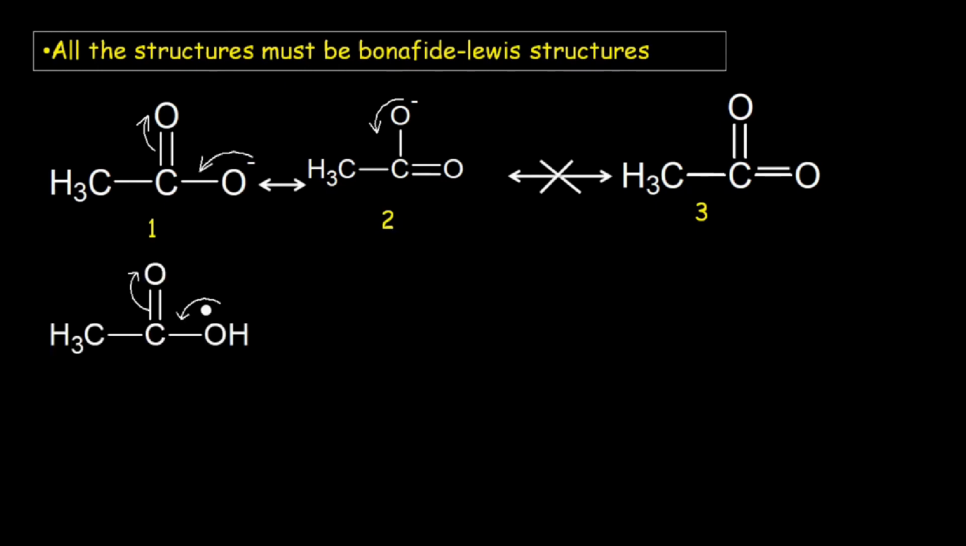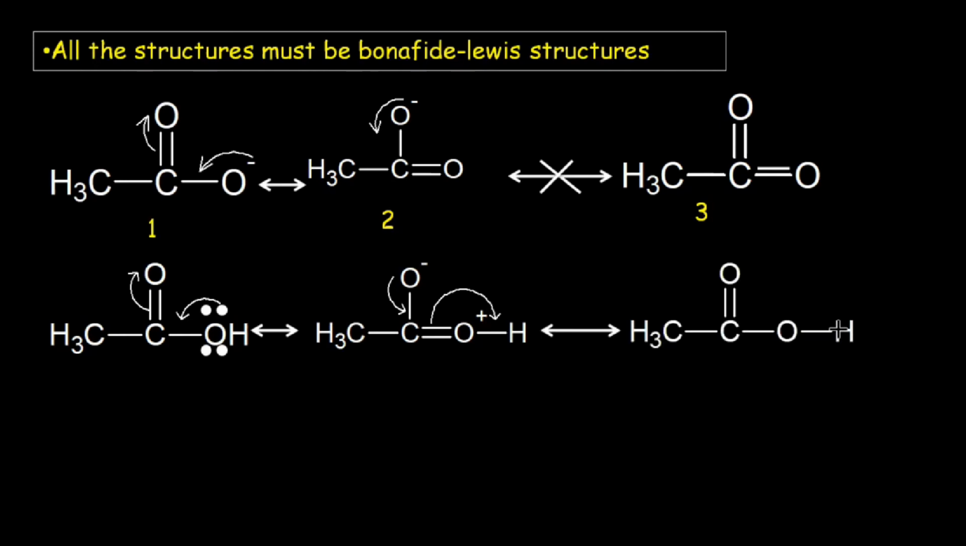Let's discuss another example, acetic acid. The lone pair on oxygen shifts between carbon and oxygen and this pi bond breaks off, giving this structure. Now this negative charge can shift between carbon and oxygen and this pi bond breaks off, but instead of going to the oxygen, it shifts between oxygen and hydrogen, giving 2 bonds between oxygen and hydrogen. This canonical form is not correct because here hydrogen is making 2 bonds. So 1 and 2 are the canonical forms of acetic acid, while structure 3 is not correct.